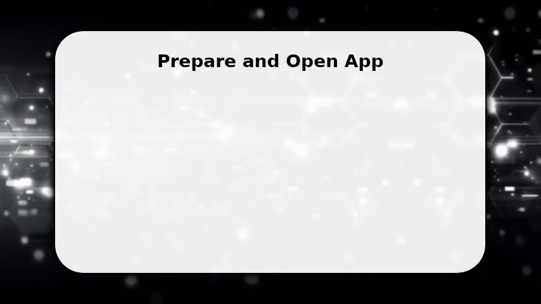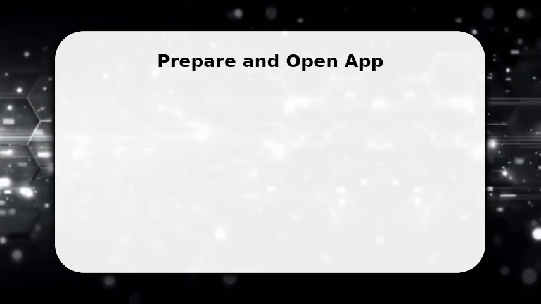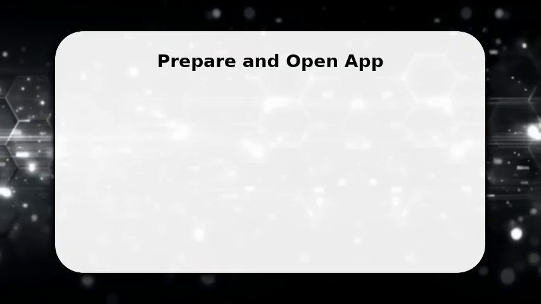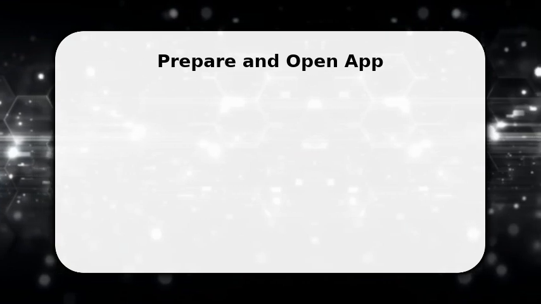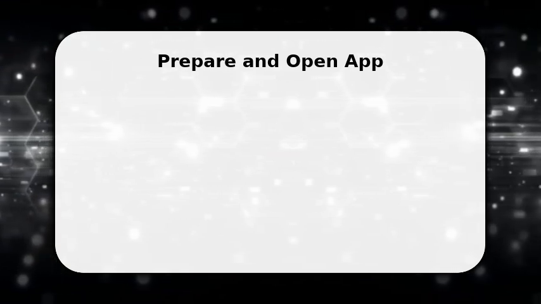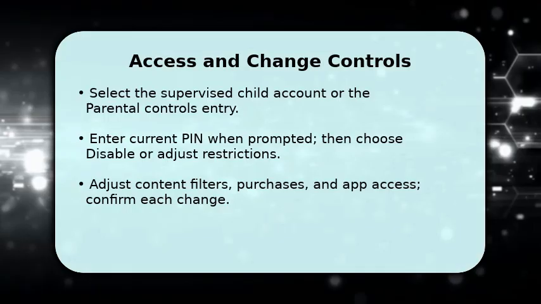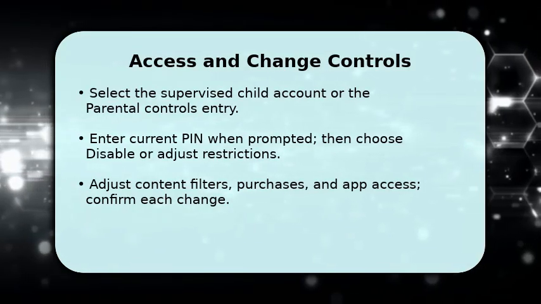Now navigate to the Family or Parental Controls section. This is the first actionable screen where you can see supervised accounts, PIN prompts, and toggles to change. Once on the Parental Controls screen, tap the supervised account or the main parental entry to view active restrictions.